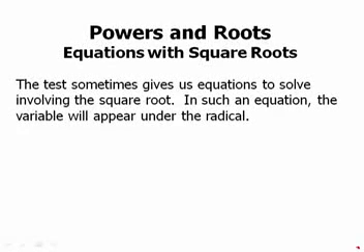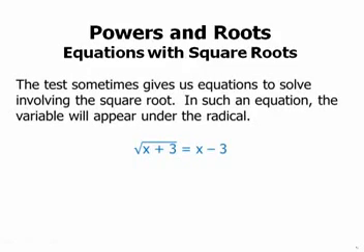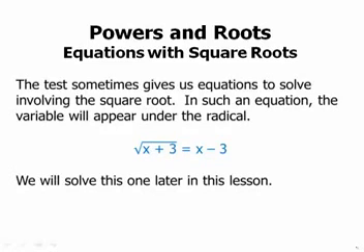Equations with square roots. The test sometimes gives us an equation to solve involving the square root. In such an equation, the variable will appear under the radical. So, for example, this would be an equation with square roots: square root of x plus 3 equals x minus 3. We'll solve this one later in the video. So this is the type of equation we'll be talking about in this lesson.